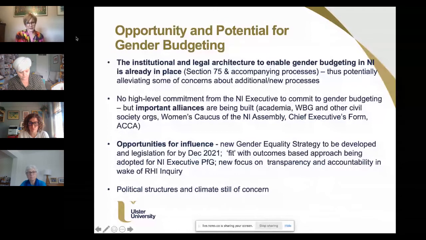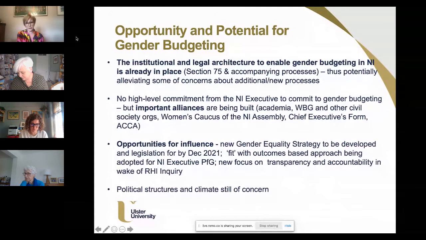One thing that is happening in Northern Ireland on a very positive note is that a number of new social inclusion strategies are currently being developed, including a new gender equality strategy. Now, the intention is that those will be legislated for by December 2021. An expert group on gender equality has reported to the government on the evidence underpinning such a strategy, and gender budgeting has been identified as something that should underpin such a strategy.